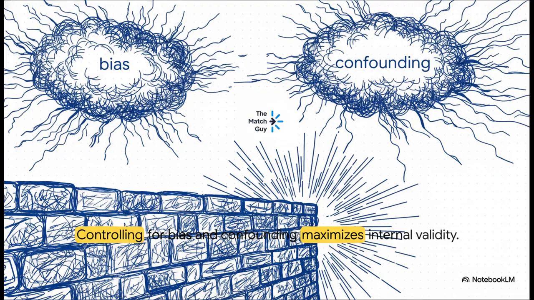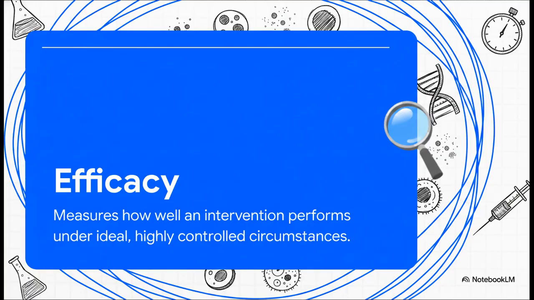And this visually brilliant setup illustrates those forces of bias and confounding. It's all that messy noise that threatens to ruin a perfectly good study. Those rigorous controls act as a literal brick wall against the noise. When you successfully block out the confounding variables, your internal validity absolutely skyrockets. Which brings us to a really critical term, efficacy. Efficacy measures exactly how well an intervention performs under these ideal, highly controlled circumstances. It's essentially a direct reflection of internal validity. It is exactly what we're testing for when we put our trial in a perfectly sterile, controlled bubble and just watch that pure biological mechanism go to work.